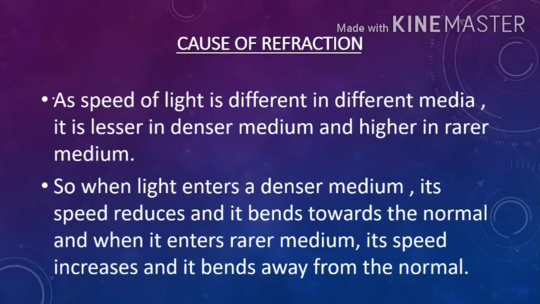So what is the cause of refraction? Why does refraction occur? The speed of light is different in different media. It is lesser in a denser medium and higher in a rarer medium. So when light enters a denser medium, its speed reduces and it bends towards the normal, and when it enters a rarer medium, its speed increases and it bends away from the normal. In air or vacuum, there are no particles, so the speed of light is maximum in that region.